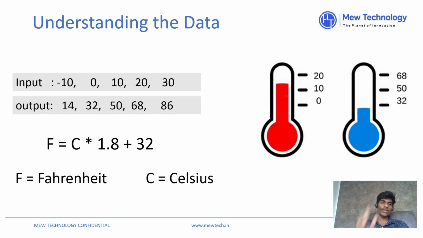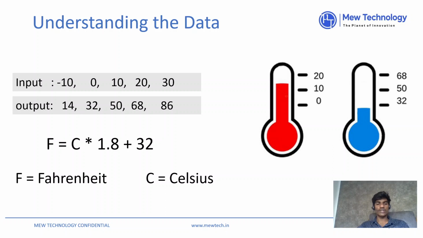Okay, this is the formula: F equals C times 1.8 plus 32. Here F is the degrees in Fahrenheit, represented by the letter F, and C is the input value in degrees Celsius, represented by the letter C. This is very simple.